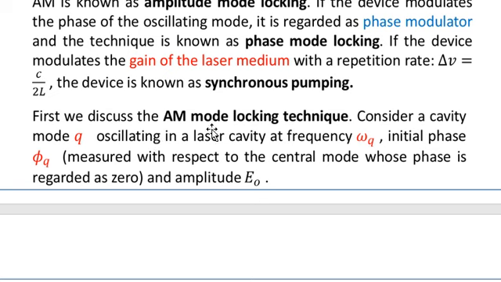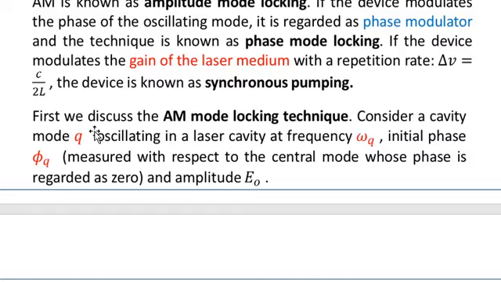First, we discuss the amplitude mode locking technique. Consider a cavity mode q oscillating in a laser cavity at a frequency omega q, with initial phase phi q measured with respect to the central mode, whose phase is regarded as 0, and the amplitude is E naught. So you see that now we are considering only a cavity mode, which has been labeled as the q mode of the cavity. The mode will oscillate with the frequency omega q, the initial phase of the mode will be phi q, and the amplitude of the mode will be represented by E naught.